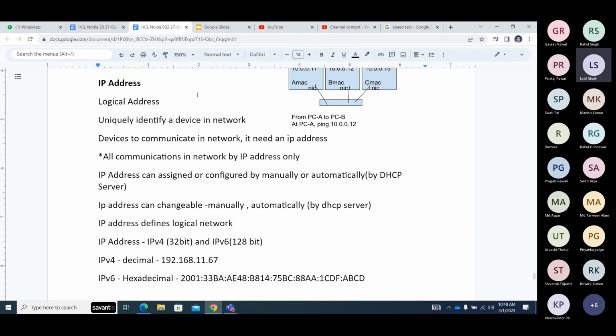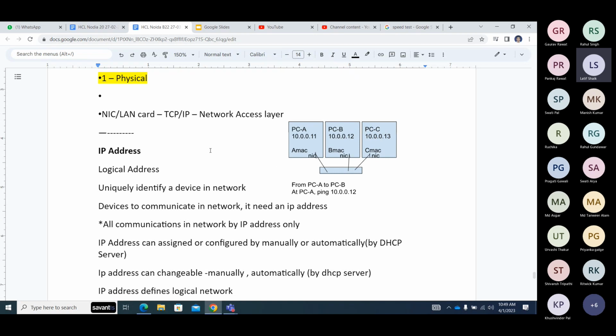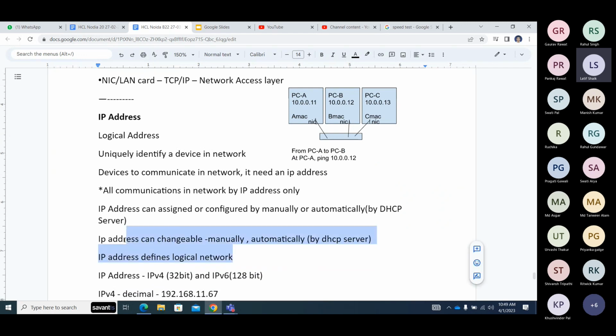Okay, so simply, what is an IP address? It is a logical address that uniquely identifies a device in the network. It is represented in numerical form: IPv4 in decimal, and IPv6 in hexadecimal format. Devices that need to communicate in the network need an IP address. The IP address defines your logical network, which network you have launched.